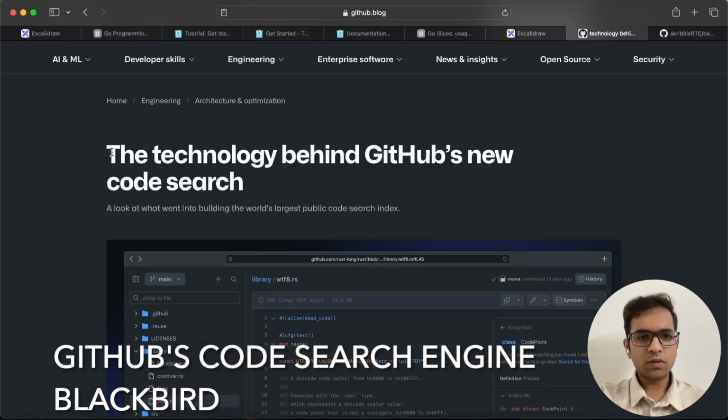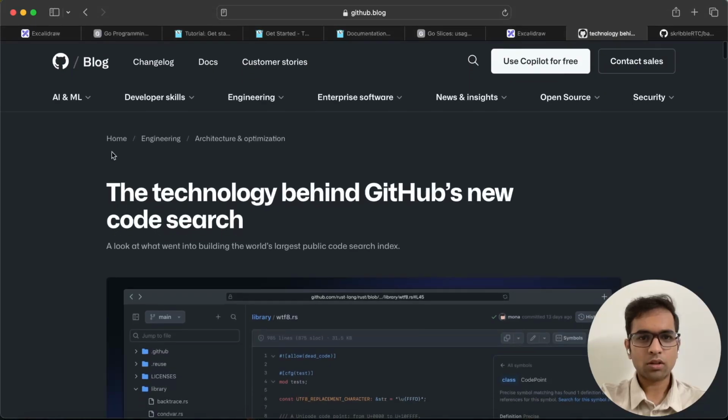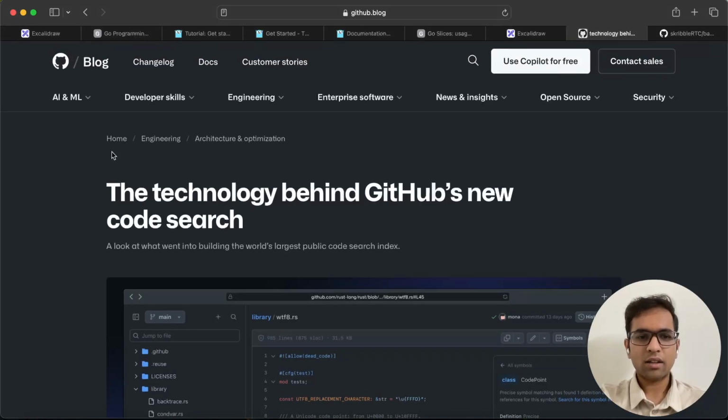Hi everyone. In this video, we will be looking at a technology behind GitHub's code search, which is Blackbird. I just found this blog, which was posted by GitHub, and they have explained a little bit about how the code search works in the backend and what has been going into this code search. It's interesting, and there are a lot of things that they have taken care of in this, and it just gives a perspective of how these things work at such a large scale and what things have to be taken care of, right?